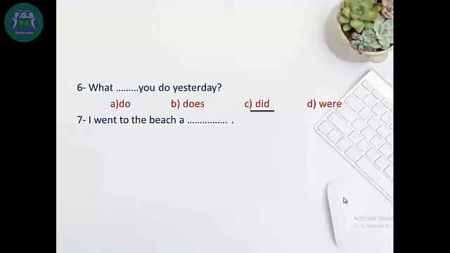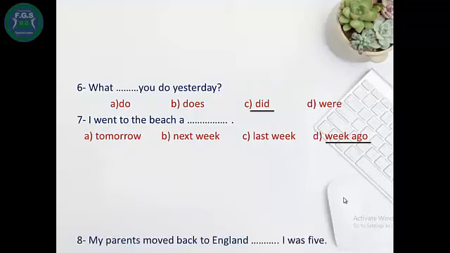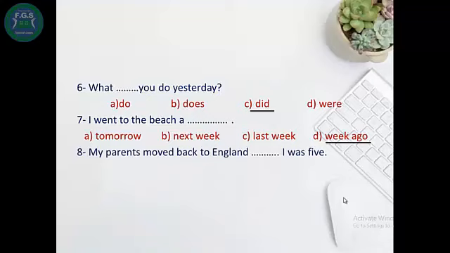Number 7. I went to the beach a space. A tomorrow, a next week, a last week, a week ago. A week ago. Number 8. My parents moved back to England space I was 5. As, ago, when, if. We use when plus the past simple. When I was 5.